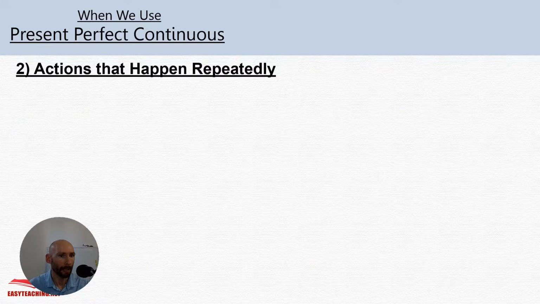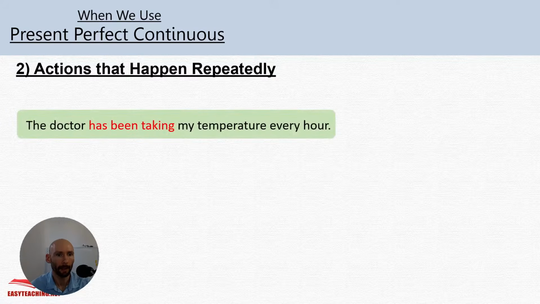Okay, now we're going to have a look at the second main time that we use present perfect continuous. It's for actions that happen repeatedly. That means not necessarily an action that happens continuously, like in our previous sentence, she has been living with us for 2 years. That happens continuously. We're going to see here that these are actions that happen repeatedly.